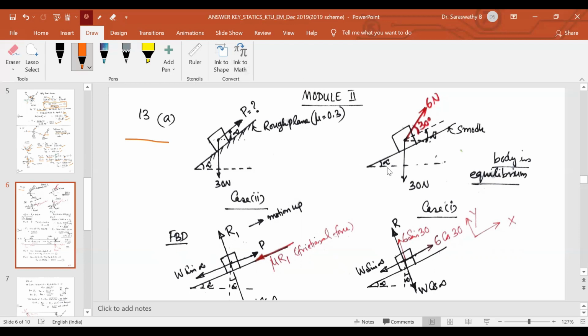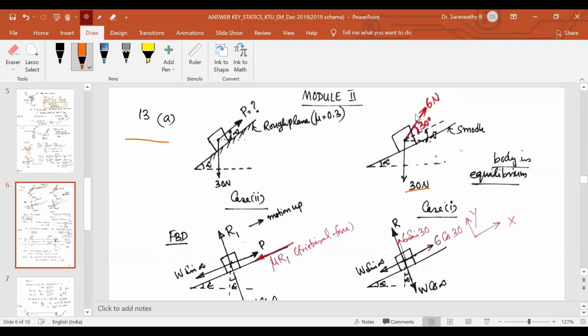Here, case 1 is a body kept on a smooth inclined plane. The inclination of the plane is not given to us. The weight of the block is 30 Newton, which acts through the center of gravity vertically downwards. A force of 6 Newton is applied at 30 degrees with the inclined plane. It will keep this body in equilibrium. Suppose this force is not applied, it has a tendency to slide down. So in order to prevent it from sliding down, a force is applied in the upward direction at an angle of 30 degrees with the plane, so that the body is in equilibrium.